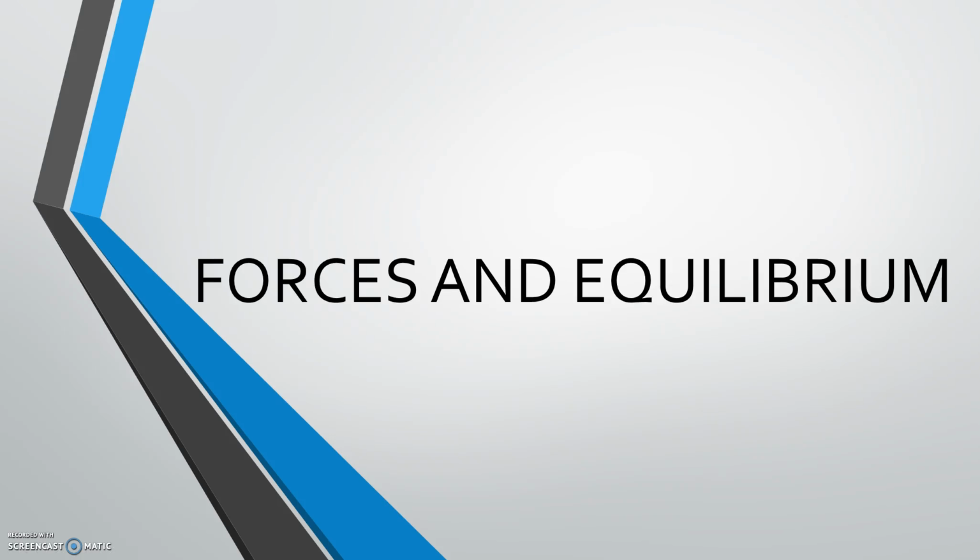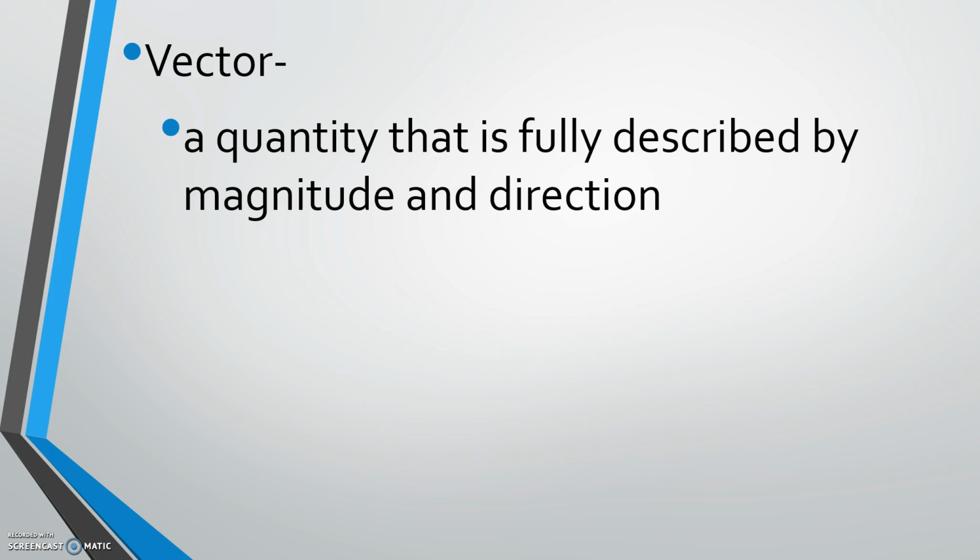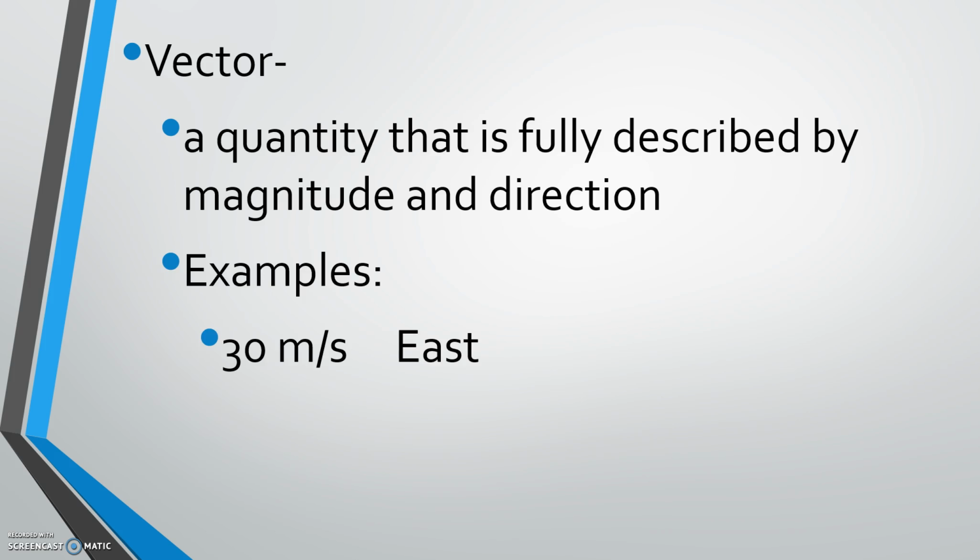Forces and equilibrium. We're first going to start with a couple of review terms. When we talk about a vector, we're looking at a quantity that is fully described by magnitude and direction. So some examples might be 30 meters per second east or 5 miles north. Notice that both of those quantities have a number or a magnitude, and they also have a direction. And we would represent them graphically with a vector arrow pointing in the direction of the particular quantity.